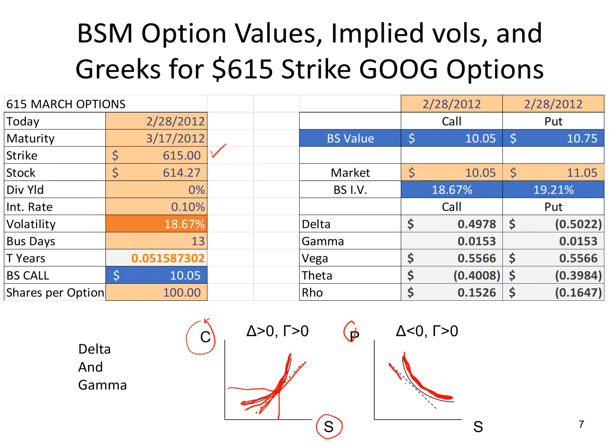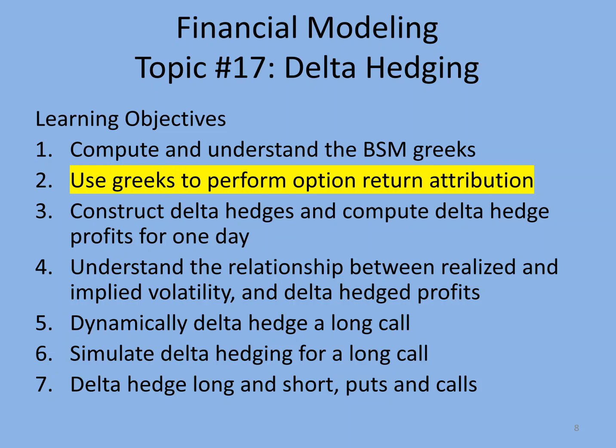And what you see is the negative slope, and that's why you get that delta. Positive slope, that's why you get that delta. And both of them have positive convexity. In other words, both of those functions are bending upwards. So that is the BSM Greeks. In the next topic, we'll use those Greeks to perform return attribution.